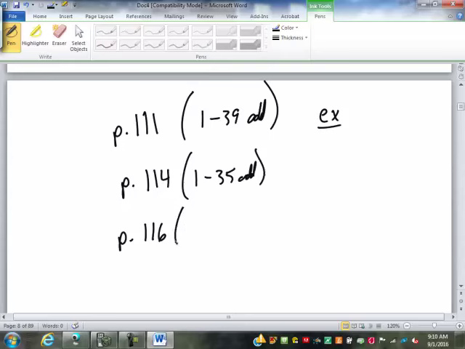And page 116, 1 through 39, the odds are just calculation. But then there are some word problems on 51 through 79, the odds. Get you used to reading them out of a word problem. Just like before, if you do the first couple and they seem incredibly easy, feel free to skip ahead to the more difficult ones. I realize there are a lot of problems here. There's about 70 problems here. I don't want you to sit there and crank through all 70 of them if you already know how to do it.